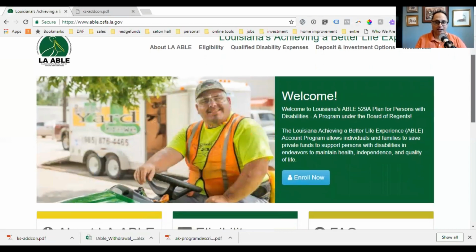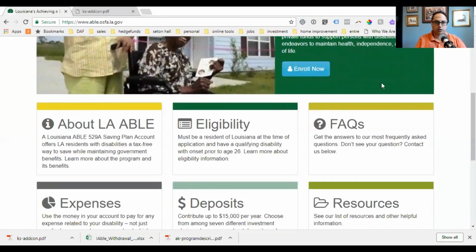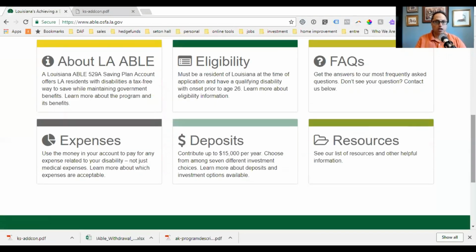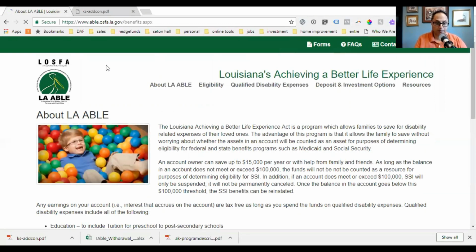So let's keep going. Here they welcome you and give you an easy button to enroll, and then they give you sections about LA ABLE, the eligibility, questions, expenses, deposits, and resources. We're not necessarily going to go into everything, because our goal here is not to educate individuals on ABLE, but on this platform. So we're going to click About ABLE because that may give us some information specifically about the Louisiana program.